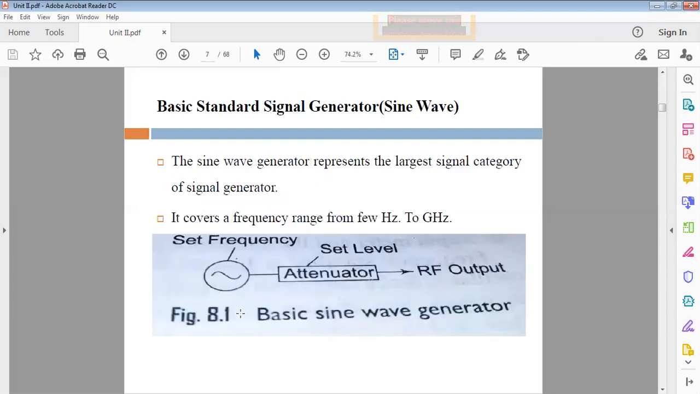Next, first of all, we'll discuss what we have in a basic standard signal generator. This basic standard signal generator is used for generating the sine wave. The sine wave is the largest signal category of the signal generator, which covers a frequency range from a few hertz to a few gigahertz. In a standard signal generator, we have two blocks: one is the oscillator and the other one is the attenuator. Oscillator is used for varying the frequency and attenuator is used for attenuating the level of the output signal.